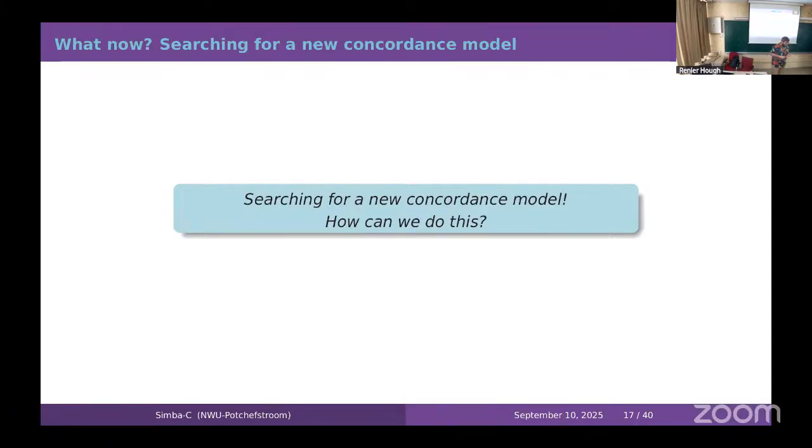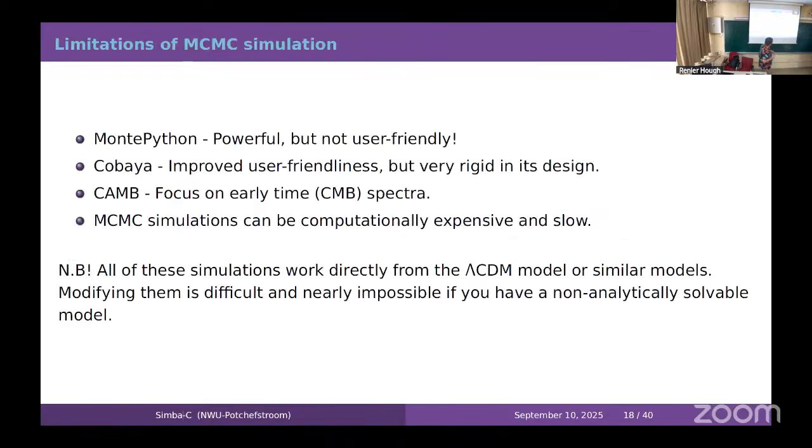But how can we do it? Well, if you have a simple, easy model, linear, you can go the old way. Monty Python will be able to constrain your model. It's powerful, but not necessarily user-friendly. It's quite difficult to set up. Cobaya, they wrote Cobaya specifically to improve user-friendliness, and they have these nice drop-down menus where you can select what you want to have in your model and stuff.